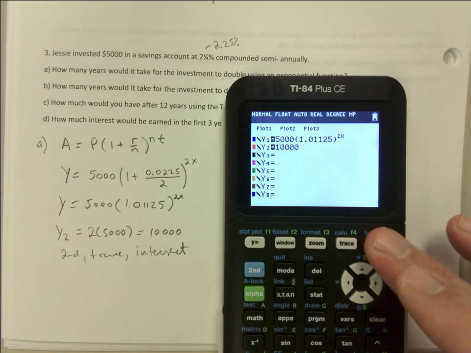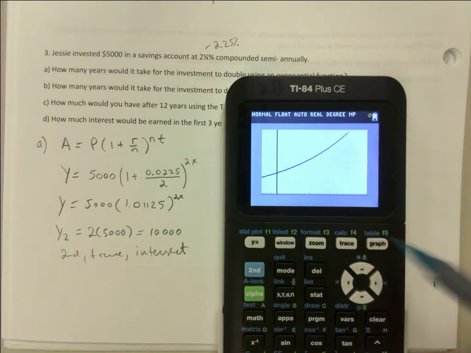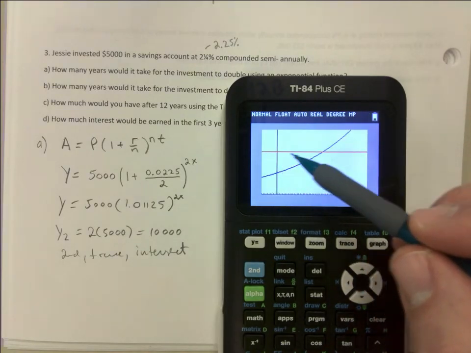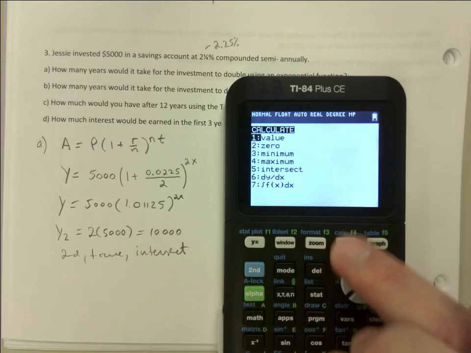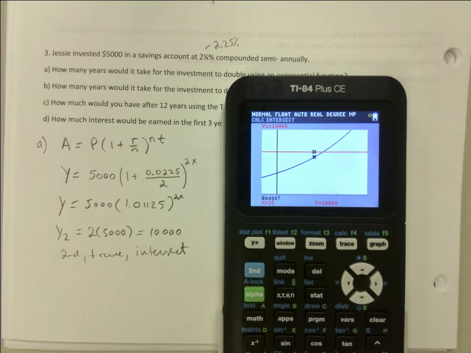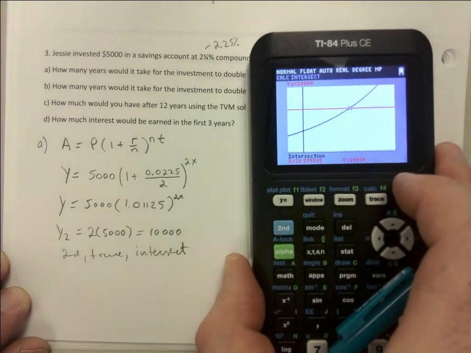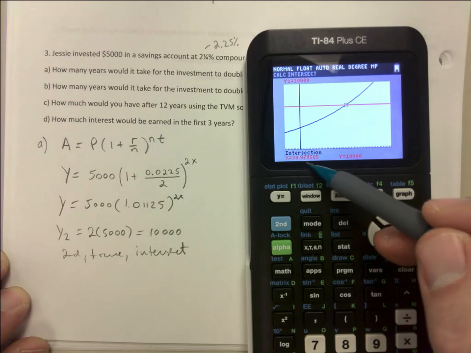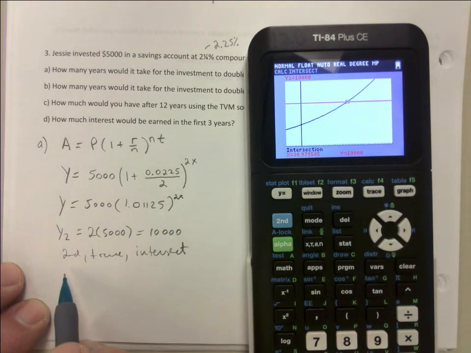If you have the same graph as I had yesterday, this should work for you. There's your exponential. There's the 10,000 mark. Second trace 5. Enter, enter, enter. And our doubling time is 30.979, so it's 30.98 years.